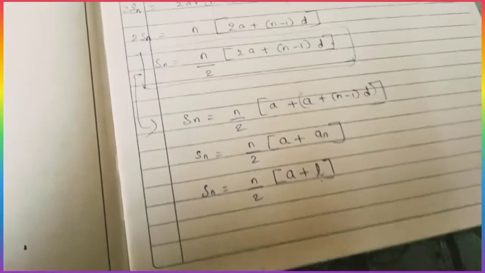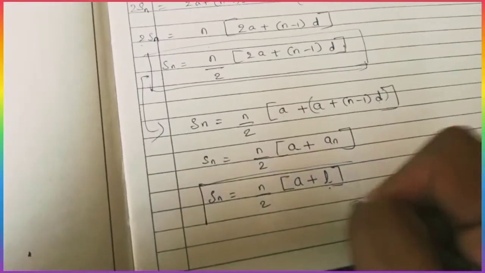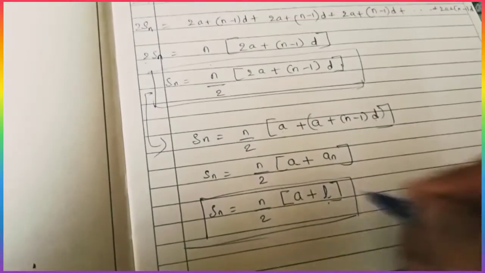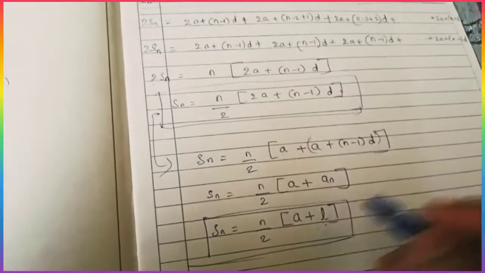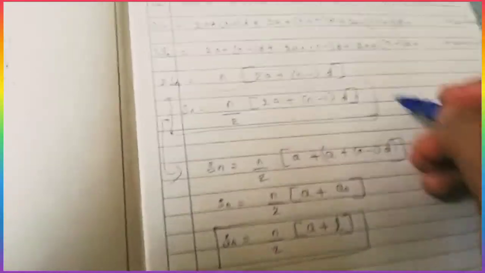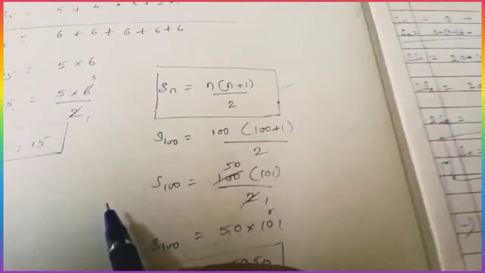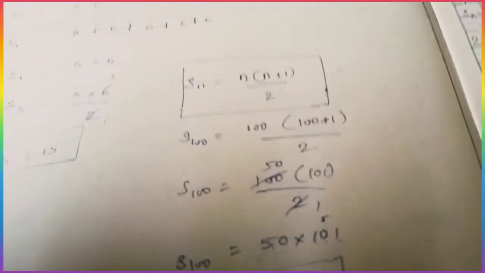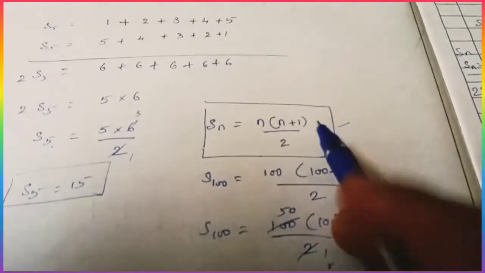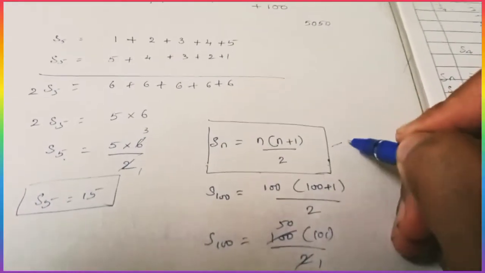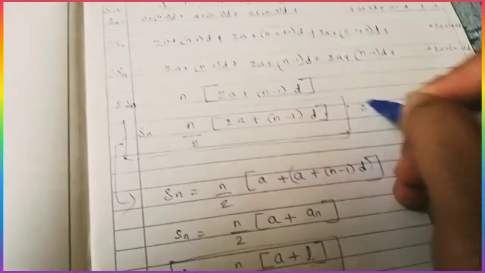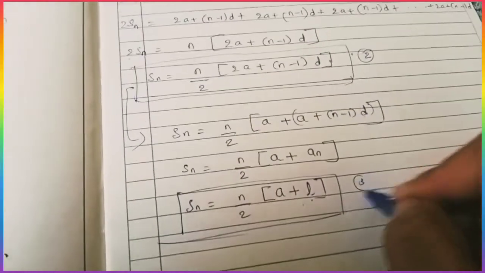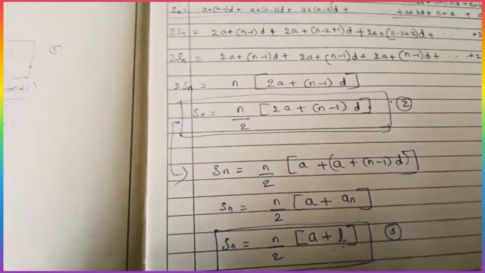L means last term. So whenever the last term in the sequence is provided, we can use this formula. If they have not provided the last term, we can use the previous formula. If the sequence is of natural numbers and continuous numbers, we can use the first formula. So 1, 2 and 3. These are the 3 formulas which we are going to use to solve the upcoming problems, friends.